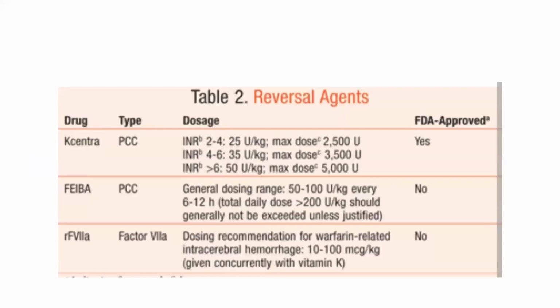Now, this is the reversal agent with the dose, that is prothrombin complex concentrate, commonly known as Kcentra. If INR is 2 to 4, then we can use a dose of 25 units per kg. If INR is more than 6, then we can use a dose of 50 units per kg. For PCC, the general dosing range is 50 to 100 units per kg every 6 to 12 hours.